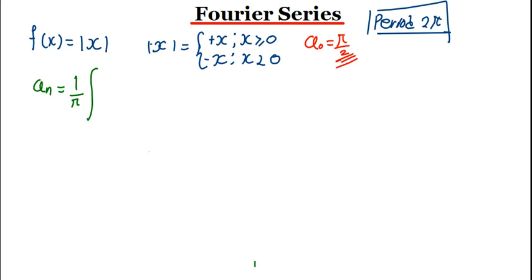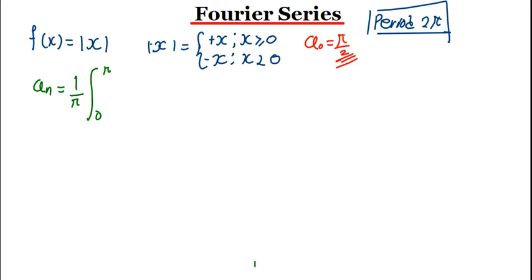I can just evaluate from 0 to pi, instead of me writing from minus pi to 0, then again plus from 0 to pi. That is going to take me a lot of time. The graph has simplified everything, and this is not always the case. You need to pay attention to the graph or the sketch of the function that you have.